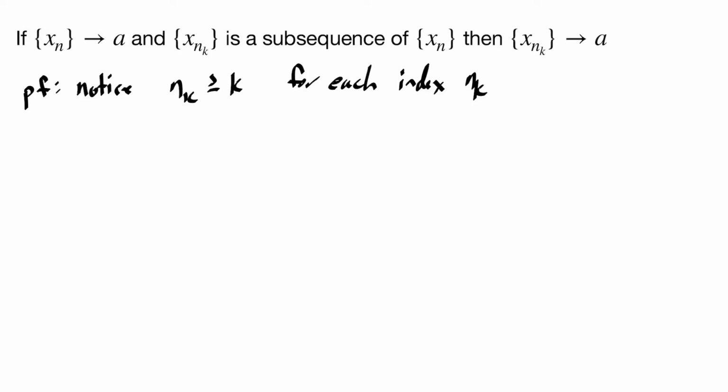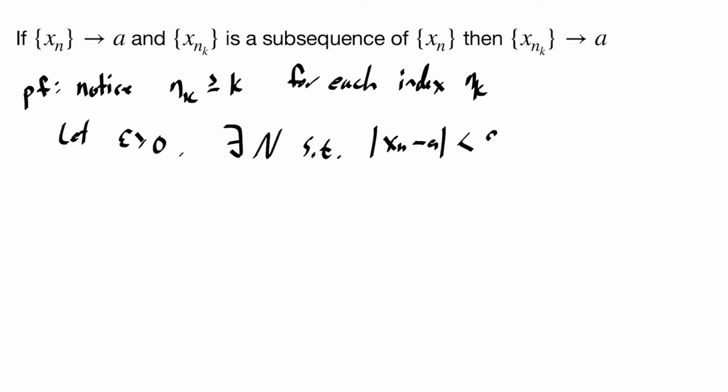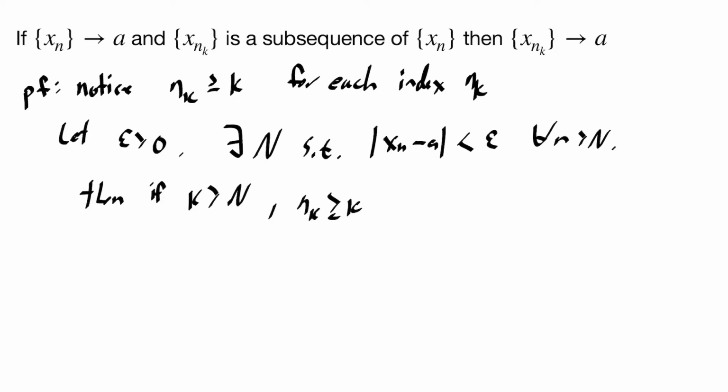Okay, so once we make that observation, we just let epsilon be greater than 0, and we notice that there exists some capital N such that |x_n − a| < epsilon for all n greater than capital N. But then, if k is greater than that capital N, n_k, which is greater than or equal to k, is also greater than that capital N. So |x_{n_k} − a| is also less than epsilon. And that basically ends our proof.